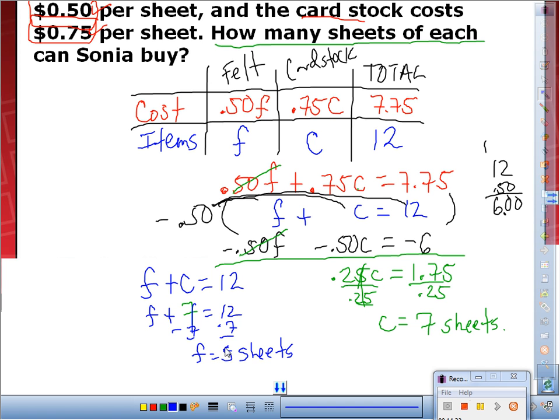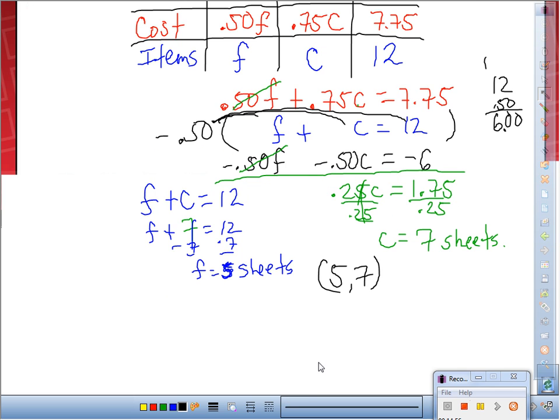So now check this out. If we were to write it as a coordinate, from now on, everybody look up, the first variable will represent the X, and the second variable will represent the Y. So my solution would be what? 5, 7. Everybody see that? And what is our last step? Check. We're going to check.